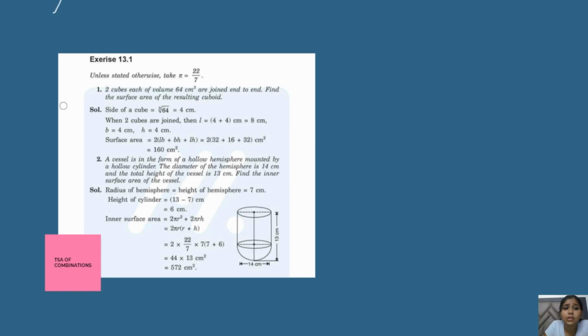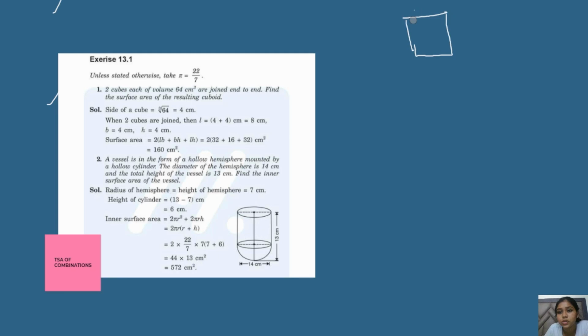So these are very easy numericals. You just have to solve the TSA and CSA of the known figures, but there will be some combinations of solids. Okay, so first: two cubes, each of volume 64 centimeter cubed, are joined. Find the surface area of the resulting solid. Basically, there are two individual cubes, and they are just joined together.